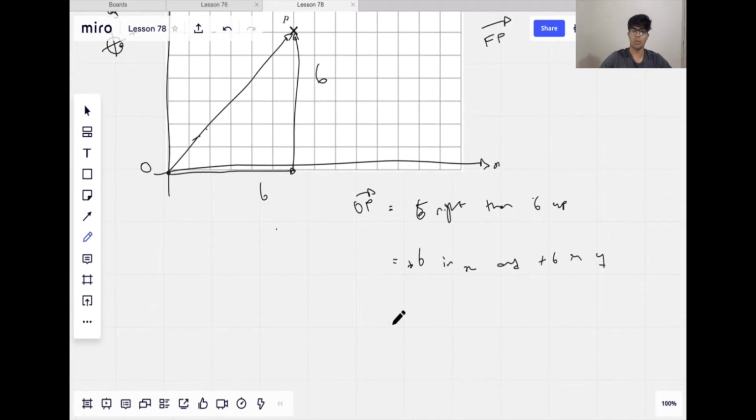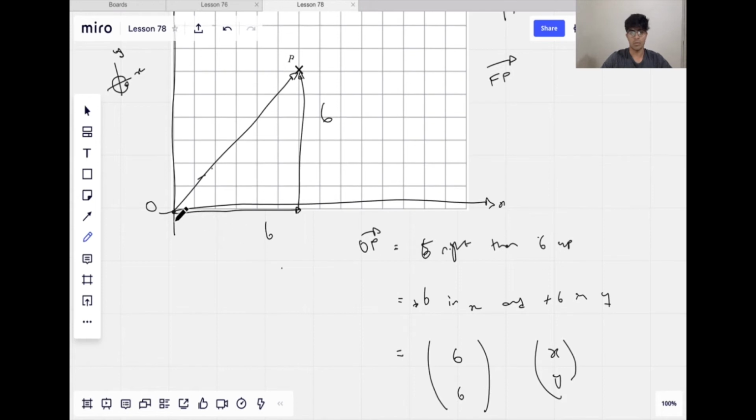And the notation we have, instead of saying something like this, is a column. On the top we have how many we're going along in x, so 6 along in x, and on the bottom we have y. So this is x, y. We're saying you go 6 units in the x direction, this direction here, and 6 units in the y direction, this one over here.